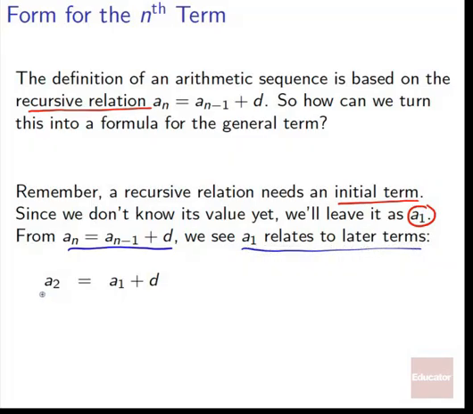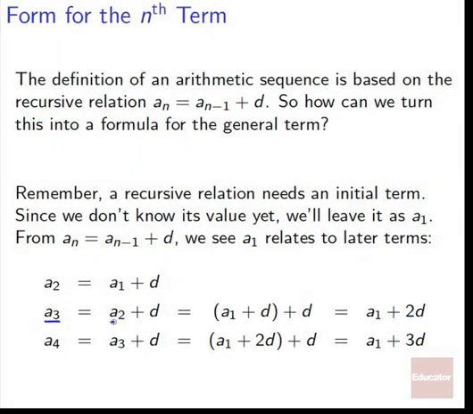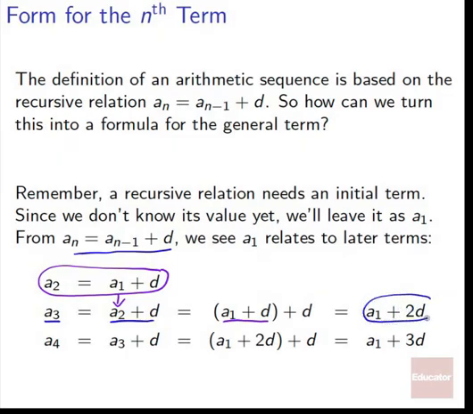Now, from an equals an minus 1 plus d, we see that a1 relates to later terms. At the most basic level, we have that a2 is equal to a1 plus d, right? The second term is equal to the first term, adding d onto it. That's what it means for it to be an arithmetic sequence. We can continue looking at later terms. So a3 would be equal to a2 plus d, based on this recurrence relation. But we just figured out that a2 is equal to a1 plus d, so we can swap out a2 for a1 plus d, which now gets us a1 plus 2d when we add this d to that one there. So we've got a1 plus 2d for a3.